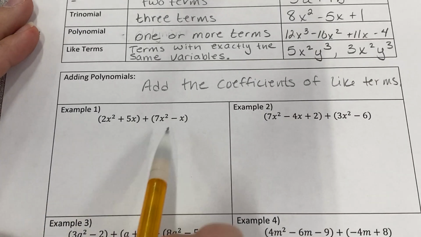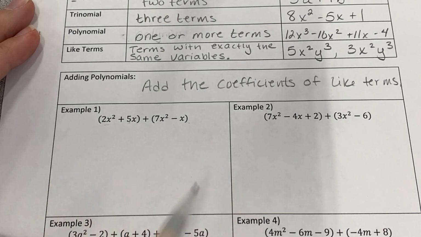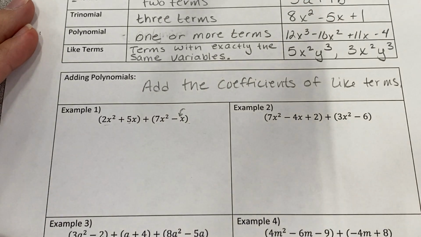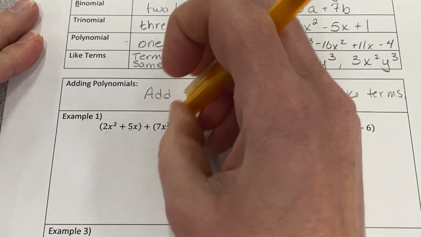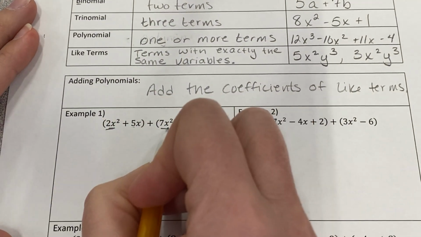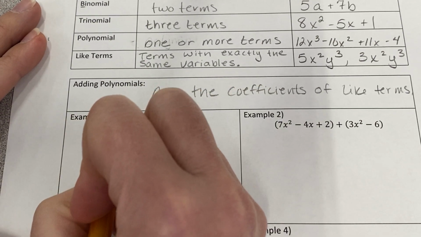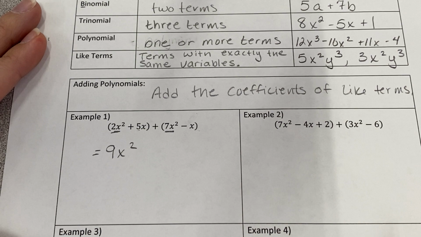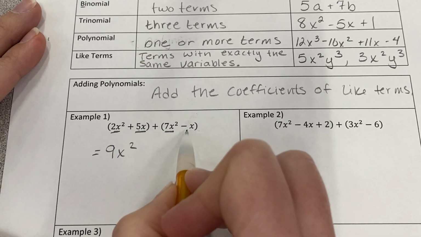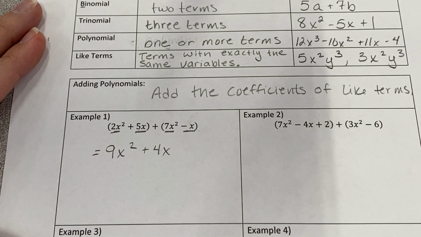So here, these parentheses aren't really necessary. We're just seeing that we're adding a binomial plus a binomial. And I want you to remember that right in here, there's an invisible 1. So if you want to write that in, you can. I see that we have 2x squared and a 7x squared. When I add those, we get 9x squared. And then the variables that just have an x, 5x minus 1x is a positive 4x. So that's our answer there.